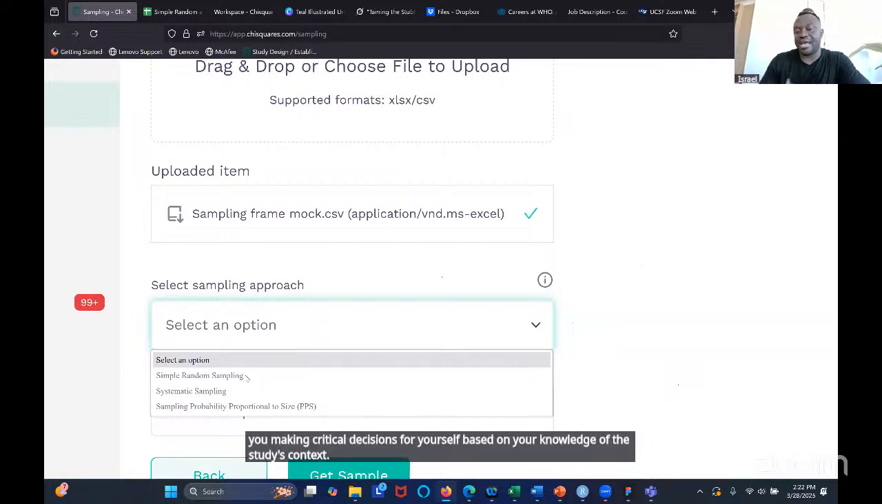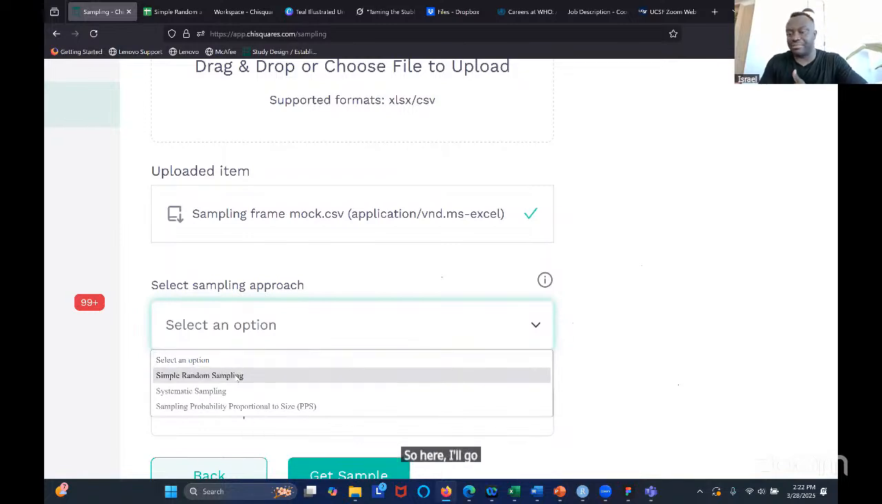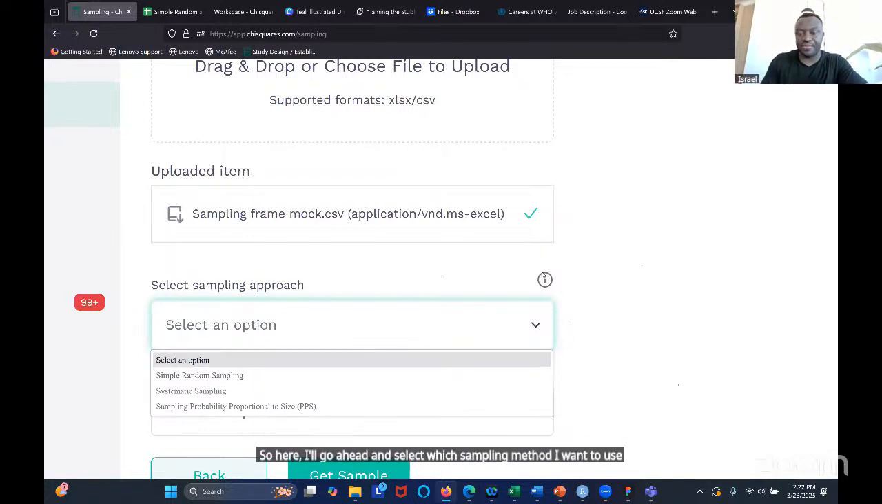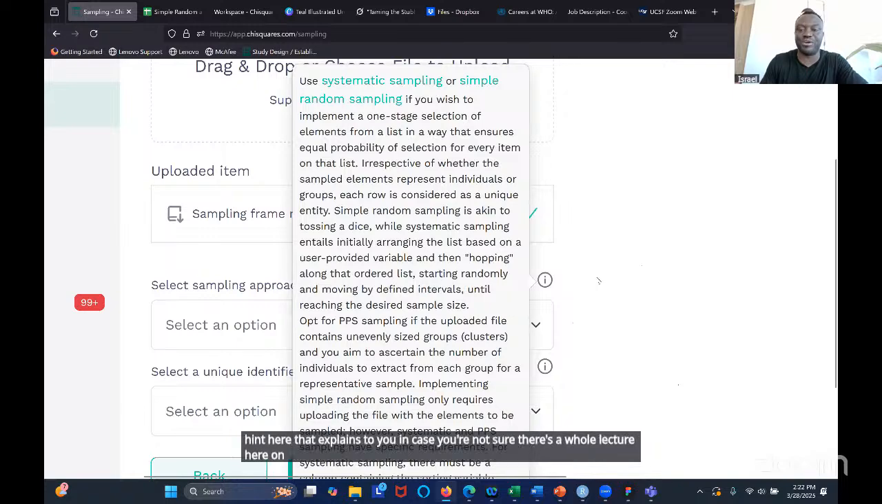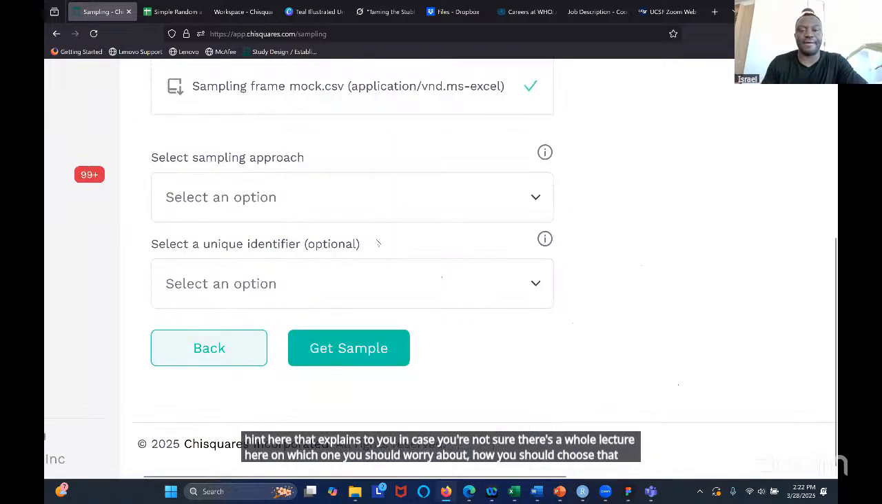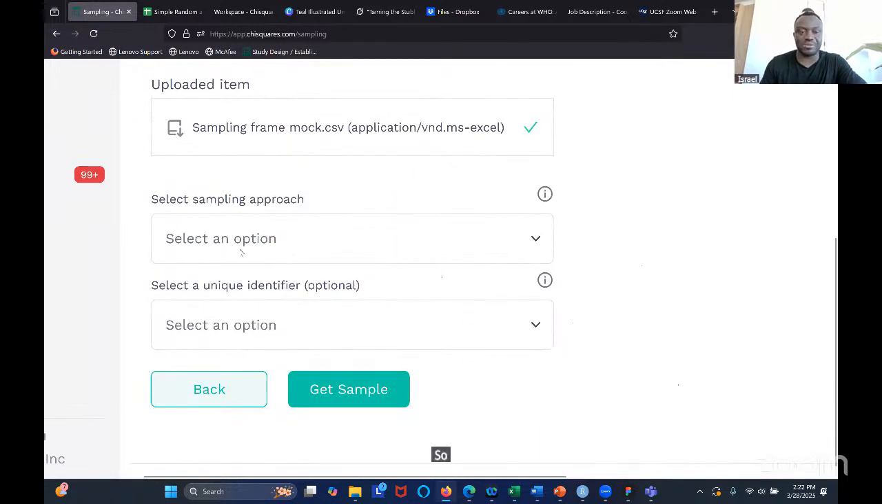So here, I'll go ahead and select which sampling method I want to use. There's a hint here that explains to you, in case you're not sure, there's a whole lecture here on which one you should choose and how you should choose that. So in case you're lost, you can always refer to that.